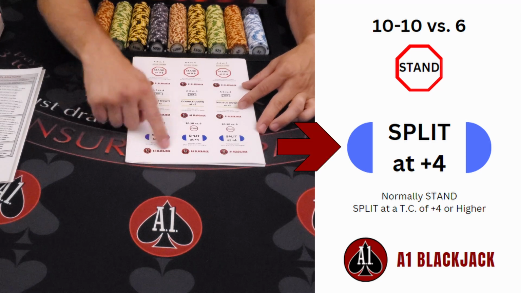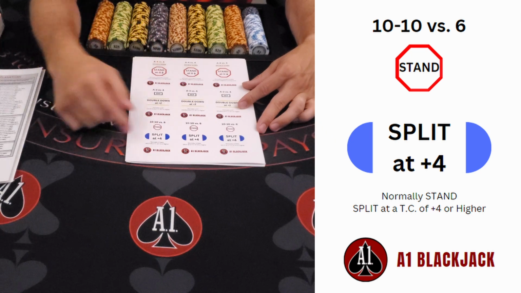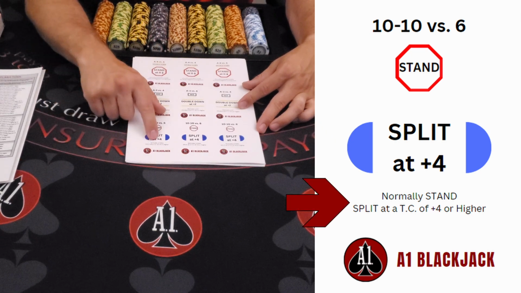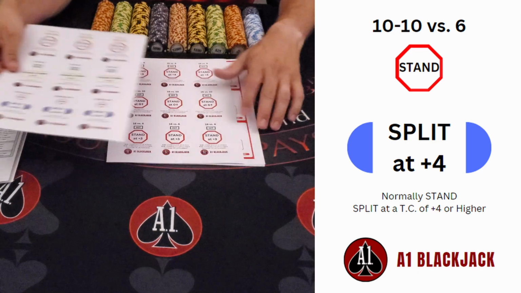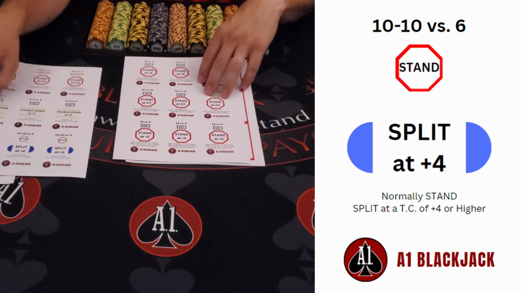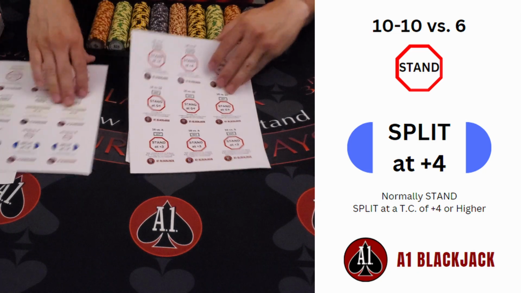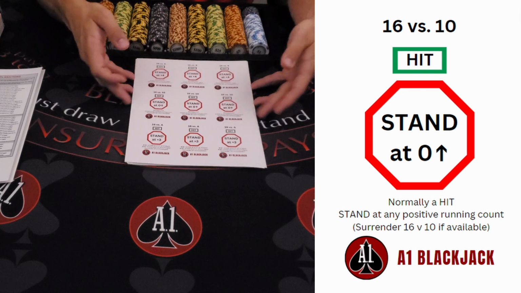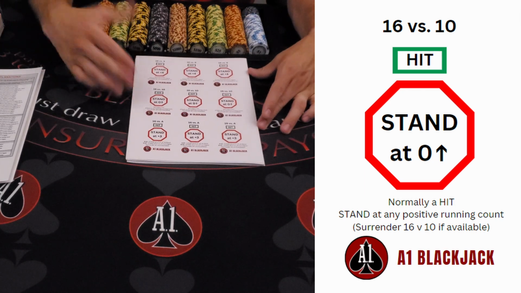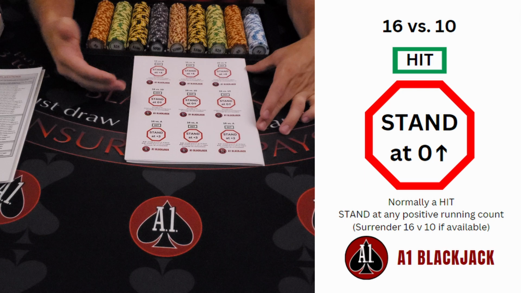And that's the same thing that this phrase says. All of these have a phrase beneath them that explains it. So it says normally stand, split at a TC, or true count, of +4 or higher. Right, now there are some of these that are dependent not on the true count, but on the running count. Like if I go back to this page with the 16s, this one, of course, 16 versus 10, the second most common deviation after insurance, or I should say most profitable deviation.